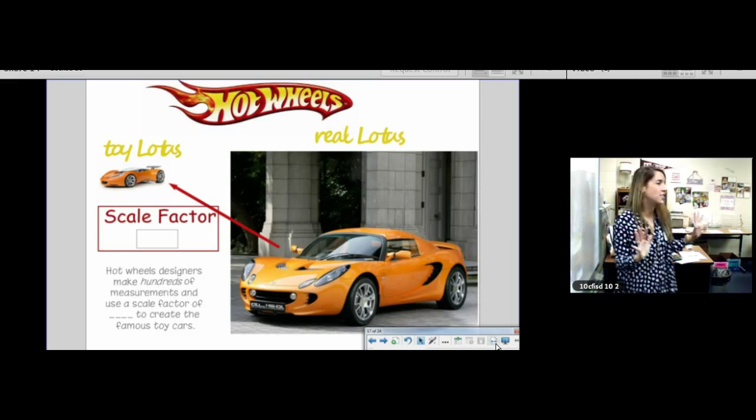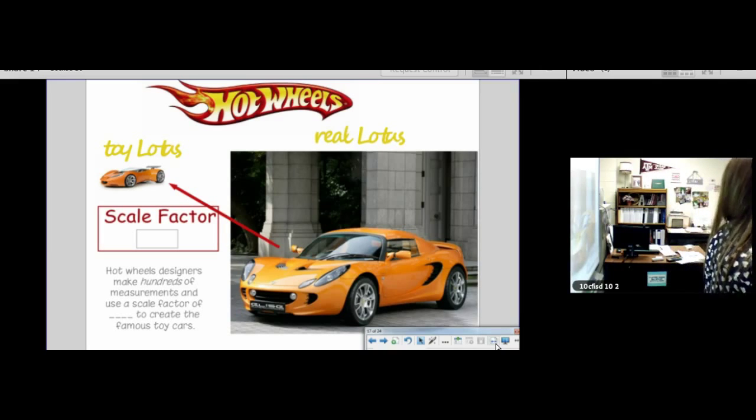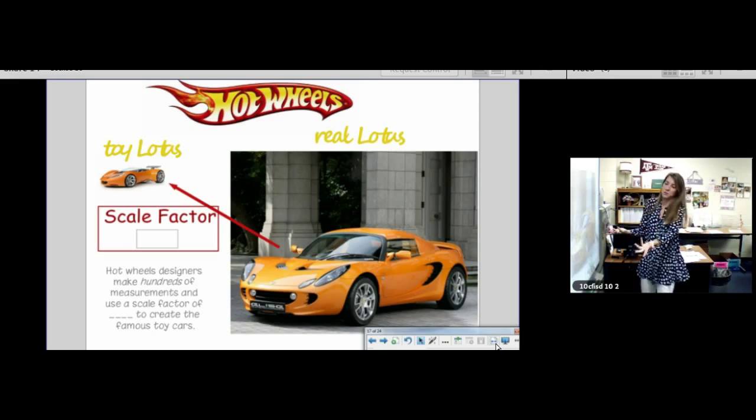Have you ever wondered how much bigger a real car is than a Hot Wheels car? Because they use the same scale factor for all of them. So they picked a scale factor, and then they go to a real car. This one was just pretty, a real Lotus. And they measure everything, guys. They measure the headlights, the diameter of the wheel, the height, every detail. And then they divide it by something.